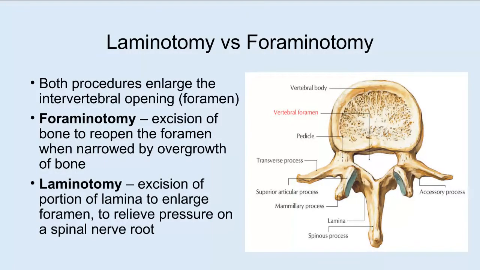Okay, laminotomy versus foraminotomy. Both procedures enlarge this opening, the foramen again. So a foraminotomy is excision of the bone to reopen the foramen when narrowed by overgrowth of bone. So when the opening has been narrowed because of bone growth. Laminotomy is excision of the lamina, this, to open. So this one is overgrowth and this one is not. So that's a pretty fine line there, but those are the differences between the two.